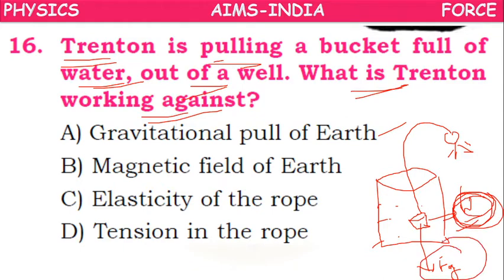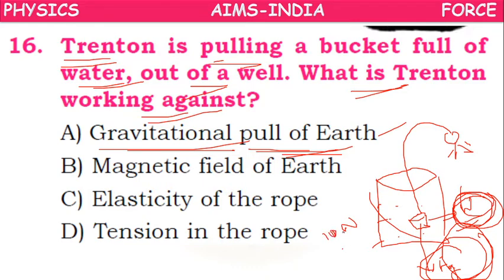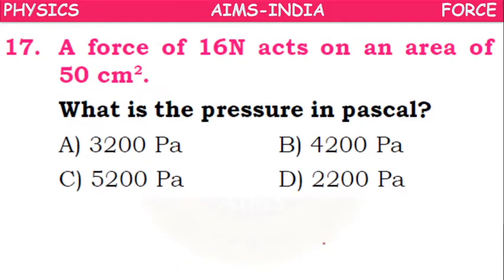He has to overcome this weight. He has to overcome this force of gravity. So he has to work against the gravitational pull of the earth. Means if the gravitational pull of the earth is 10 newtons, he has to apply a force more than 10 newtons. Then the bucket will come up. So option A is the right answer. Magnetic field wrong, elasticity wrong, tension wrong.